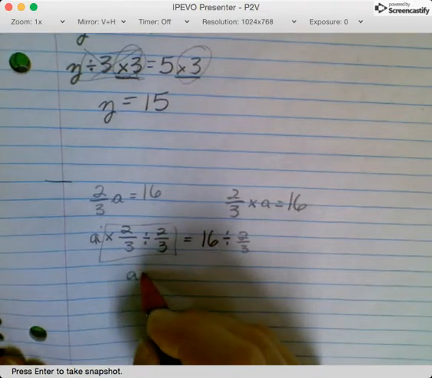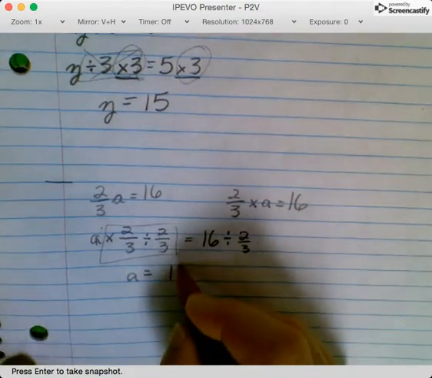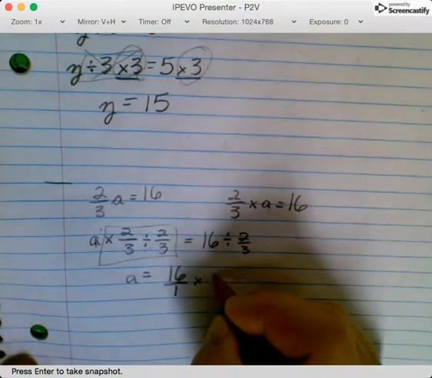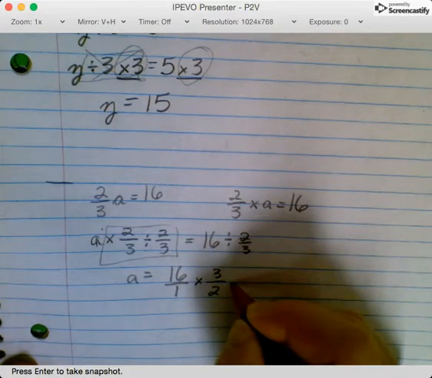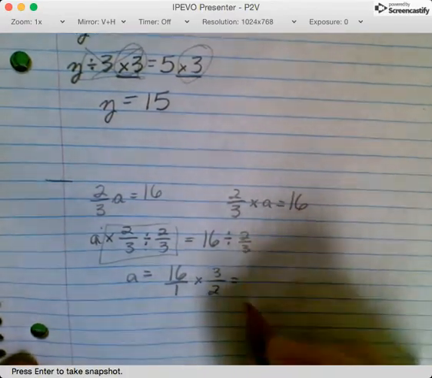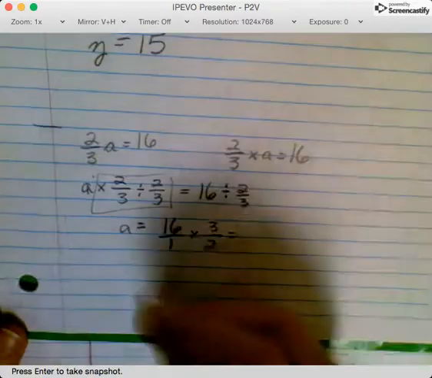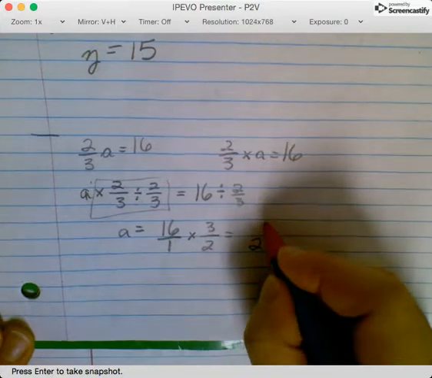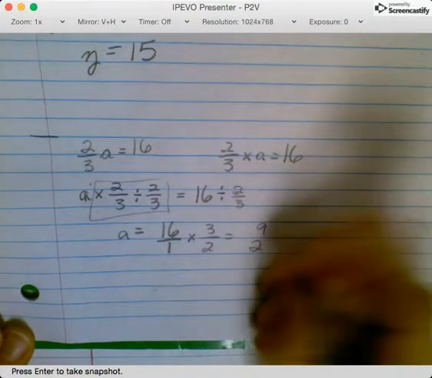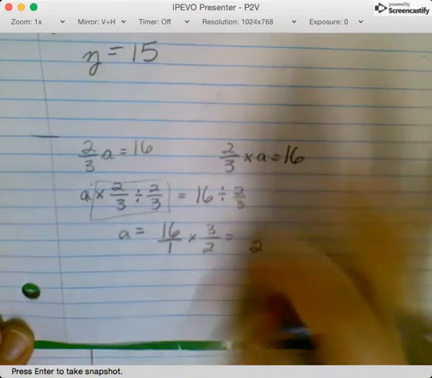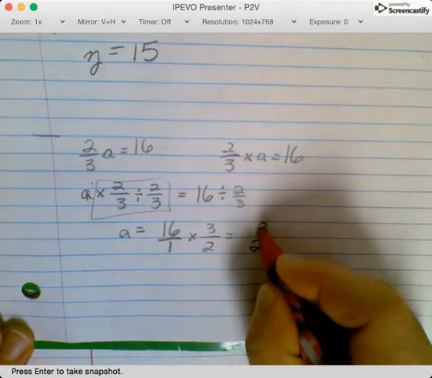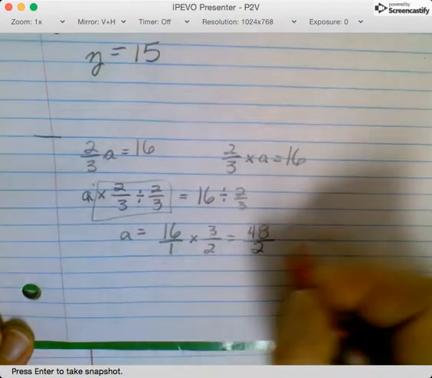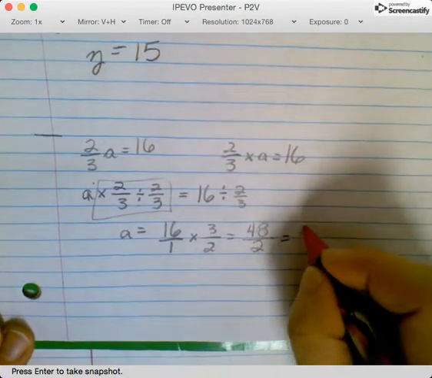And if you remember, I'm going to go ahead and write out something to help you remember. When you divide by a fraction, it's the same thing as flipping over the second number and multiplying. So you would do your 16 times 3 and your 1 times 2. And you have 48 over 2, which is equal to 24.